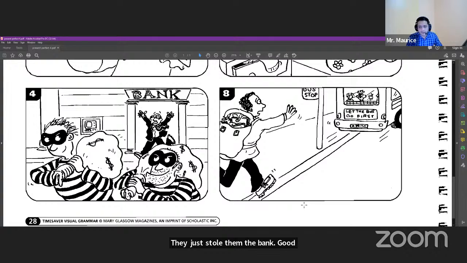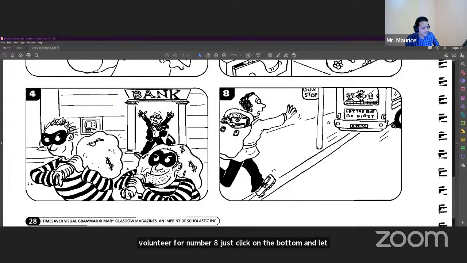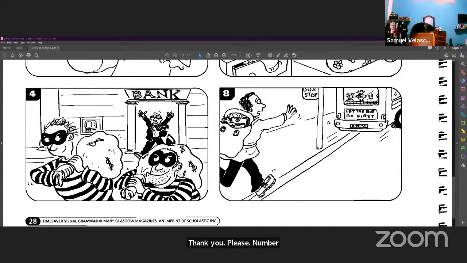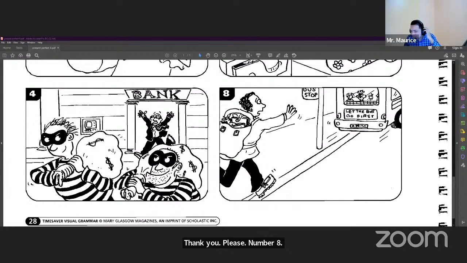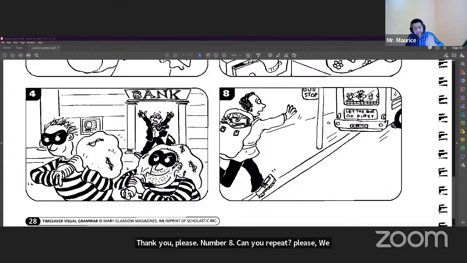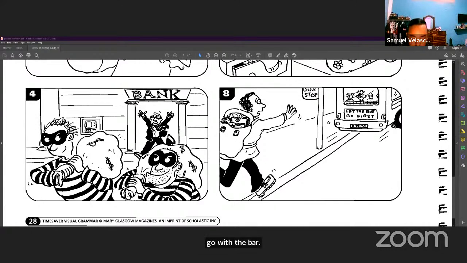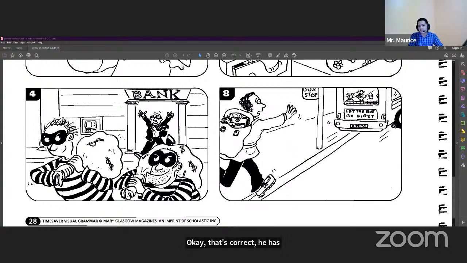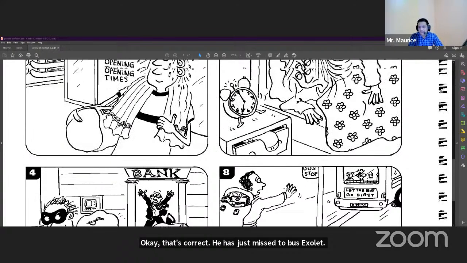Number 8. Any volunteer for the number 8? Just click on the button and let me know. Samuel, thank you. Please, number 8. He has just missed the bus. Can you repeat, please? He has just missed the bus. Okay, that's correct. Excellent. Good. Él acaba de perder el bus.